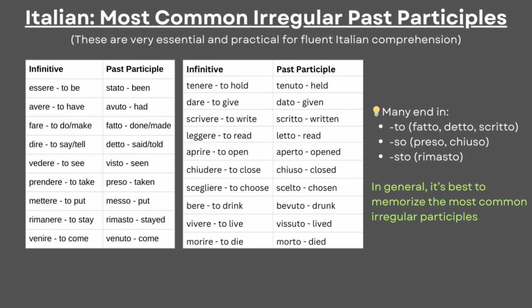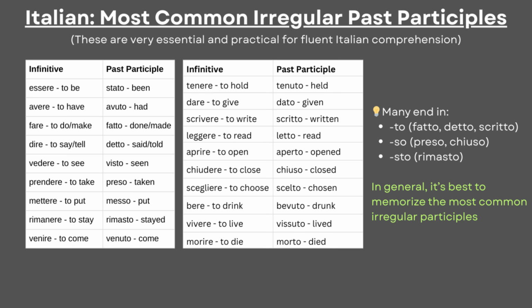Once again, there is no fixed pattern for irregular participles, so we simply memorize them. Stato, avuto, fatto, detto, visto, preso, messo, rimasto, venuto, tenuto, dato, scritto, letto, aperto, chiuso, scelto, bevuto, vissuto, morto.